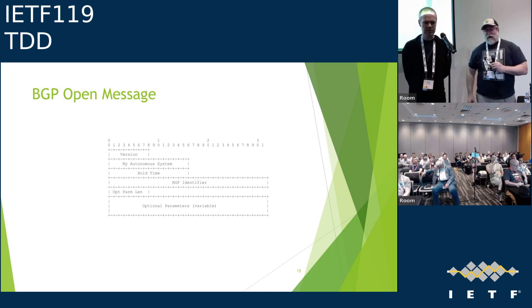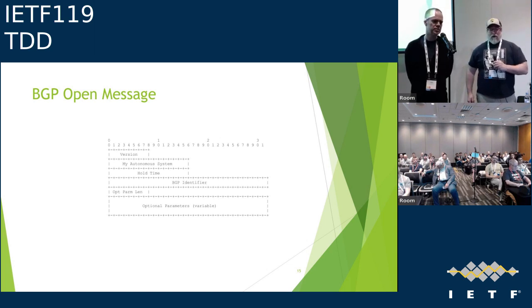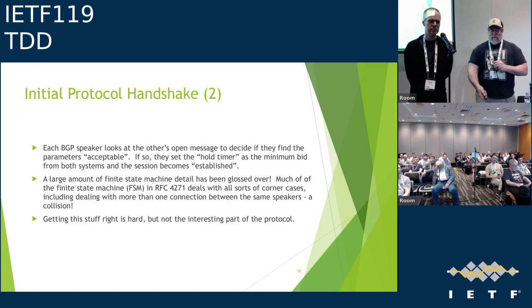The very first optional parameter that went in there was originally the security thing that populated that marker field we were just talking about. The thing that gets used in there right now is BGP capabilities, which we'll talk about a little bit later.